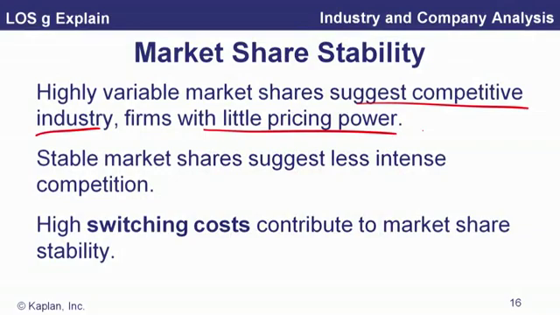So stable market share, on the other hand, suggests less intense competition. Why? Because we've had the same 4 firms sitting there fat and happy.